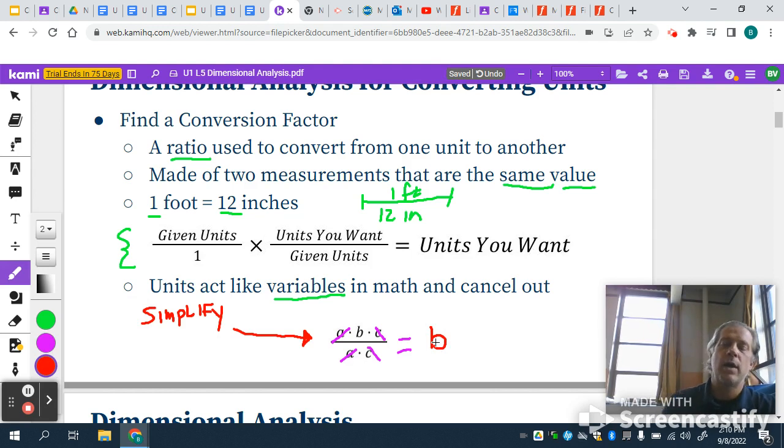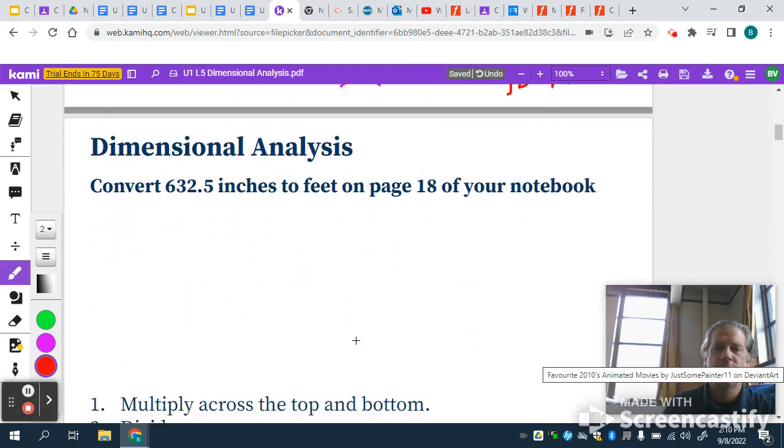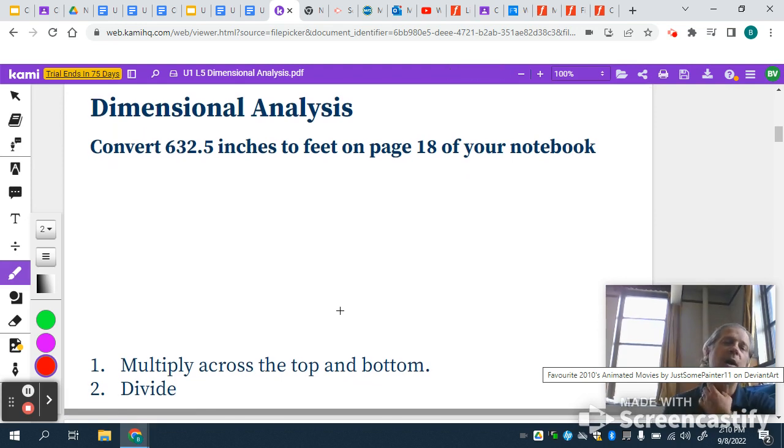B. Now, in this class, we're not going to be using variables as much as we are going to be using units. And the units could be things like inches or feet or centimeters or meters. And so we're going to jump into an example of how that works now. Dimensional analysis is really this method to organize how we convert things.